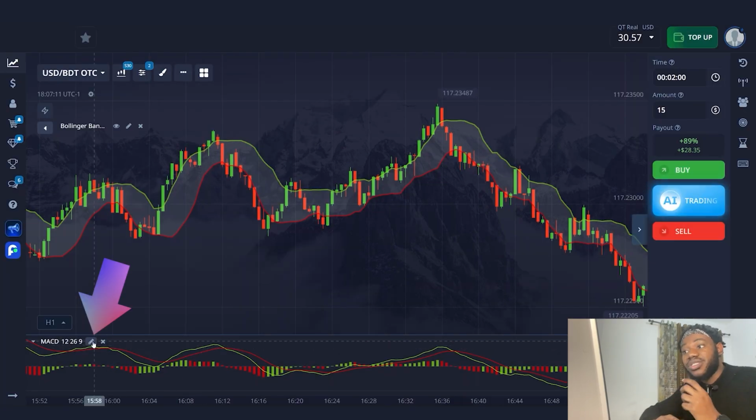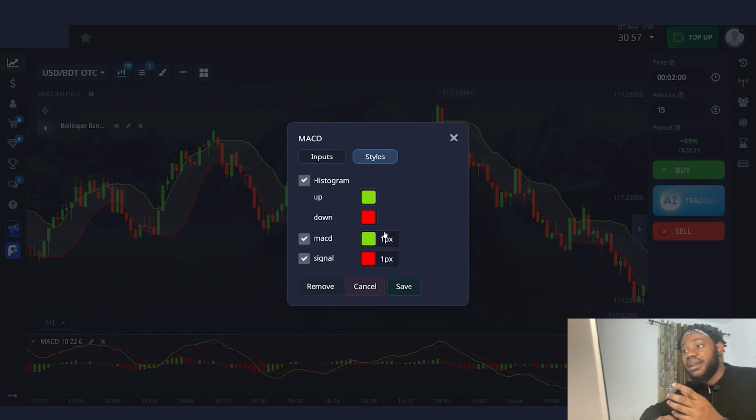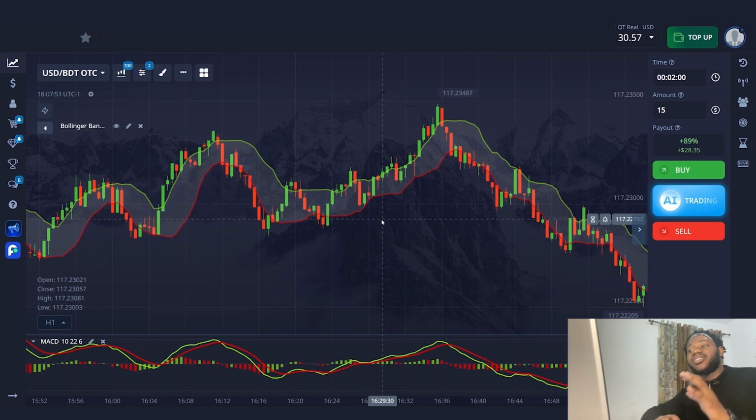Now let's move on to the MACD settings. Fast period will be reduced to 10, slow period will also be reduced to 22, signal period will be 6. In the style settings, you need to increase the thickness of the MACD and signal lines so that they are better visible on the chart. Okay, this completes the settings.